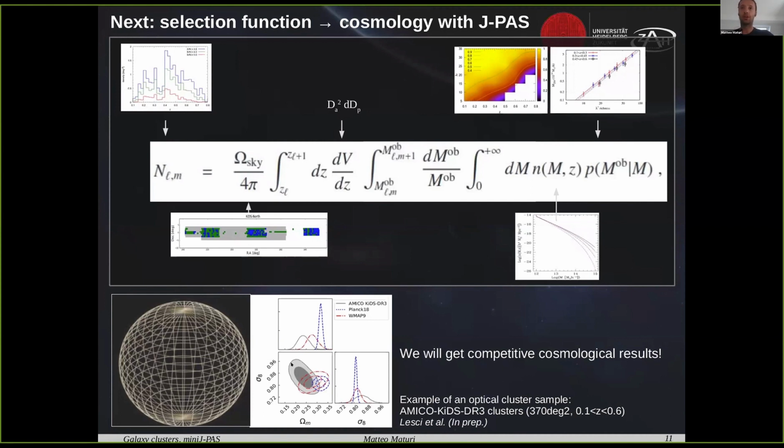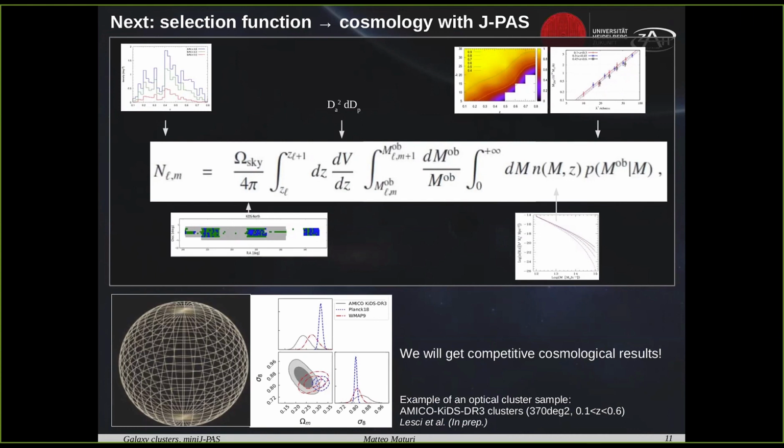And you can see that already here we have constraints on sigma 8 and omega m which are competitive with Planck and WMAP. So stay tuned, because cosmology with galaxy clusters, and in particular with J-PAS, is going to be very interesting. And I stop here. Thank you.